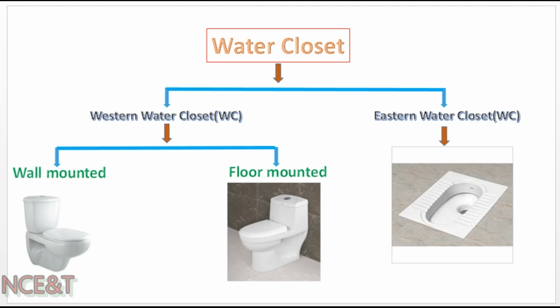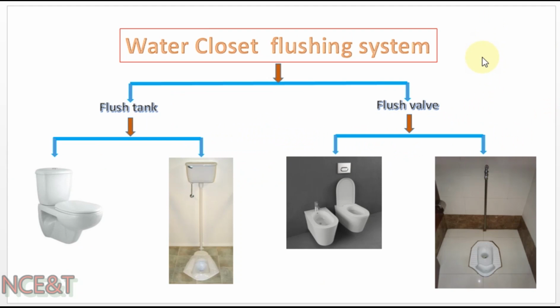Water closet or WC are also of two types. One is Eastern or European water closet, and the second is Eastern or Asian water closet. As we know, we need to flush the water closet after the use. So the flushing systems are also of two types. One is with flush tank and another is with flush valve.